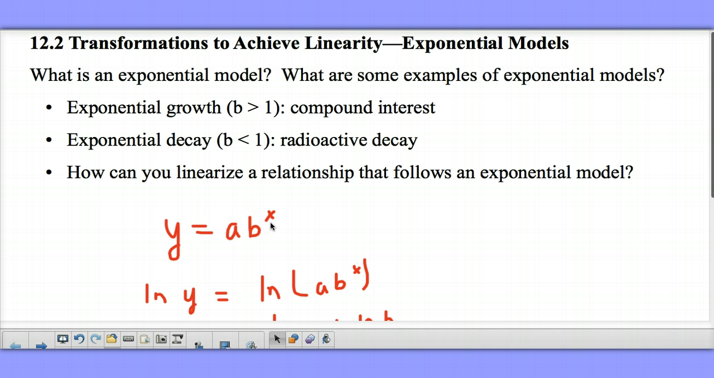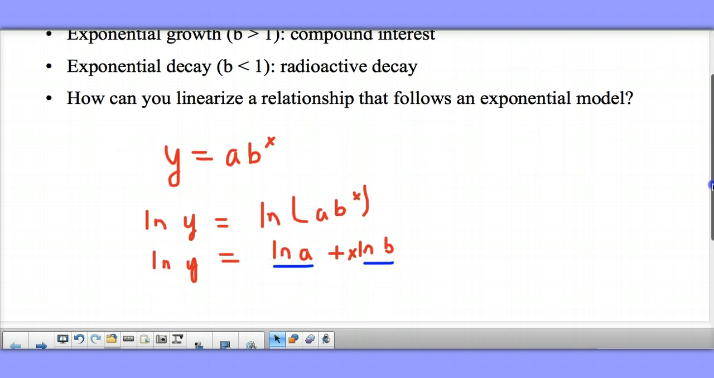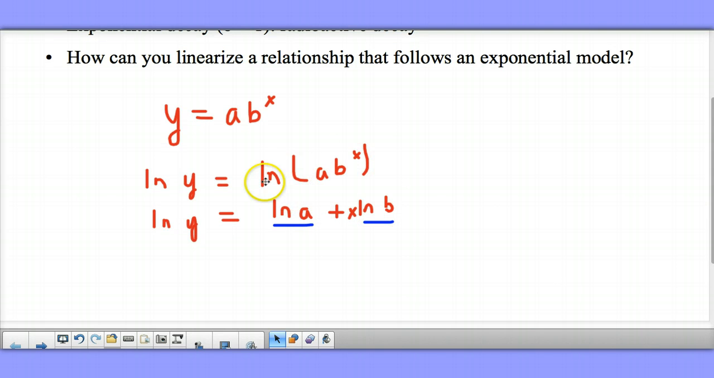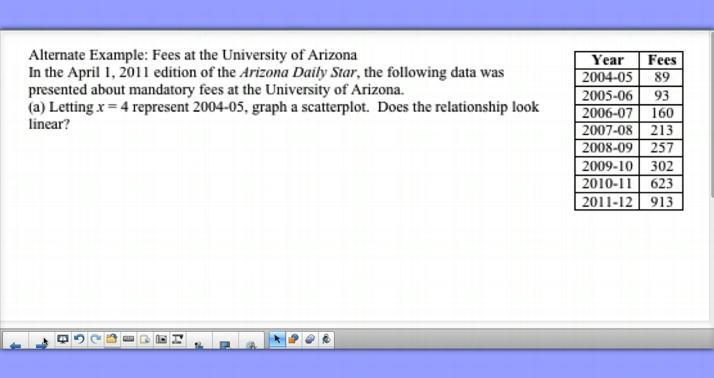Common examples that you might be familiar with for exponential models are exponential growth with compound interest and exponential decay with radioactive decay. We can take this exponential model and transform it into a linear model if we take the log or natural log of both sides. And then if I apply properties of logarithms, I can change this product to a sum of two logs, and then I can use the power property to pull the exponent out in front. So ln of a, natural log of a here, would be our y-intercept, and natural log of b would be our slope.